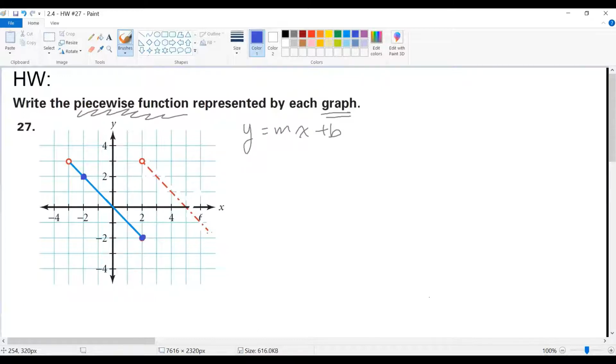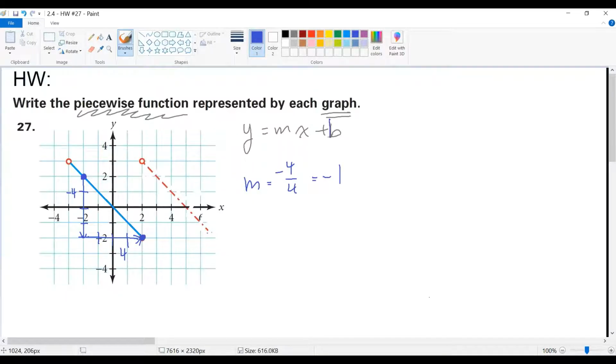So we're going to count the number of steps we go down. We count 1, 2, 3, 4. This tells us we have a rise of -4. Then we count the number of values we go over: 1, 2, 3, 4. So this gives us a run of 4. This tells us our slope is -4 over 4, which simplifies to -1.